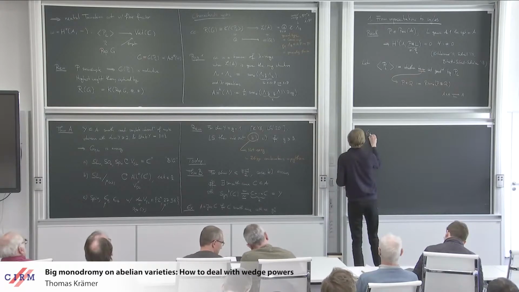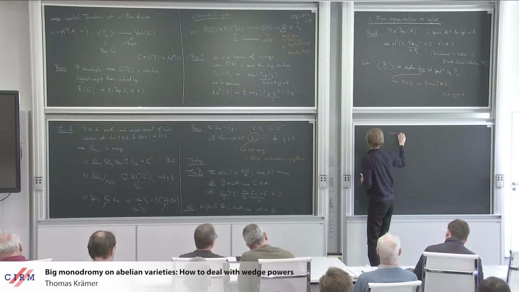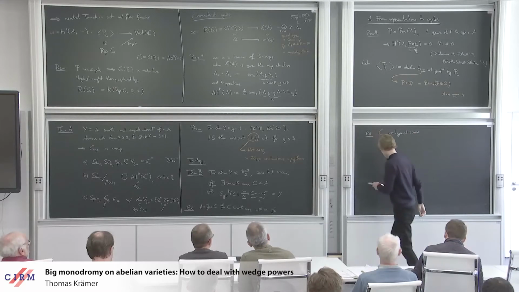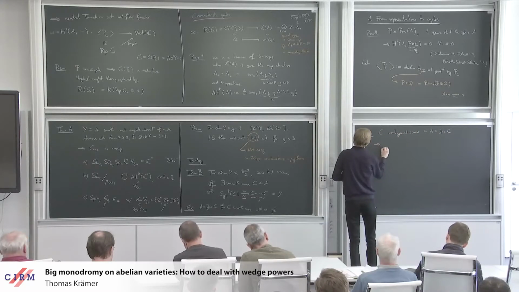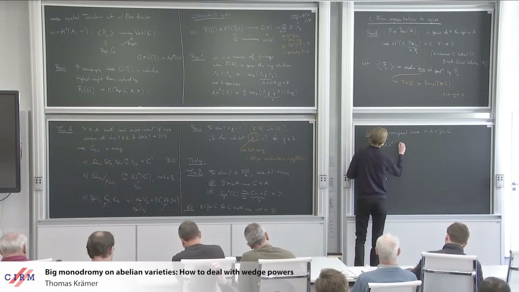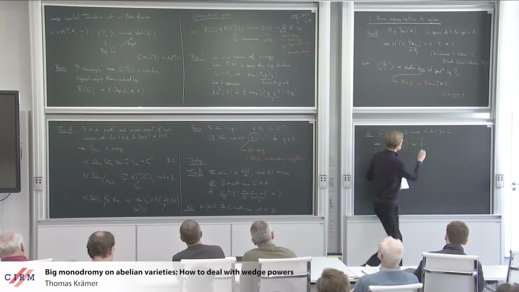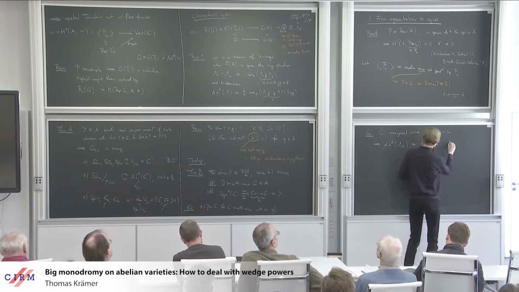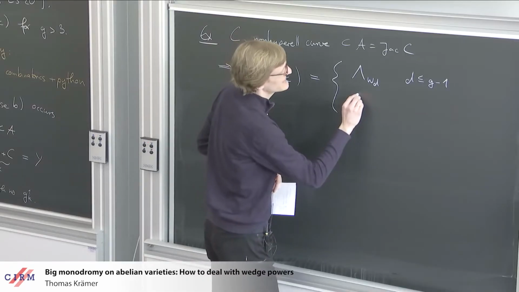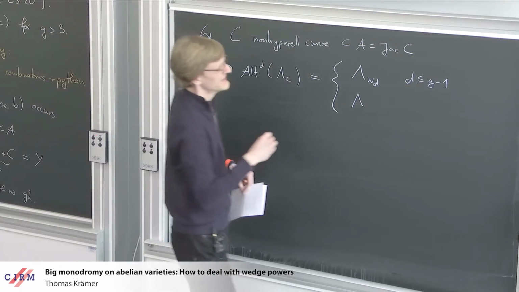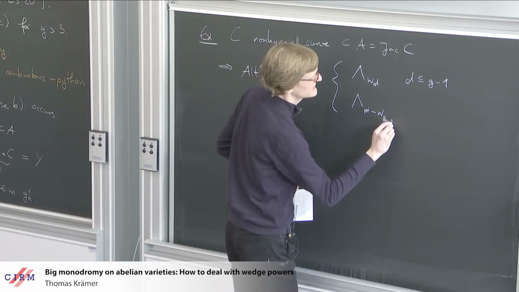And I should speed up. So the example is, for simplicity, let me say C is a non-hyperelliptic curve, and you embed it inside its Jacobian. Then the wedge powers of the conormal variety to C, well, they come in two types. You see the W_d, if d is at most g minus 1, so sums of copies of C. And then starting from the degree being g or higher, you see a translate of minus W_{2g-2-d}.